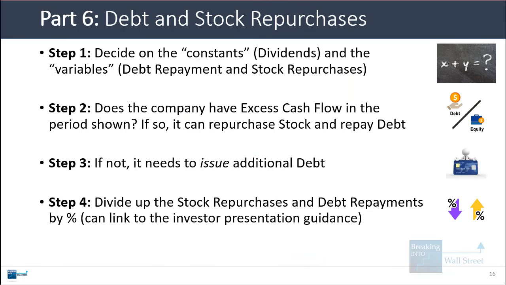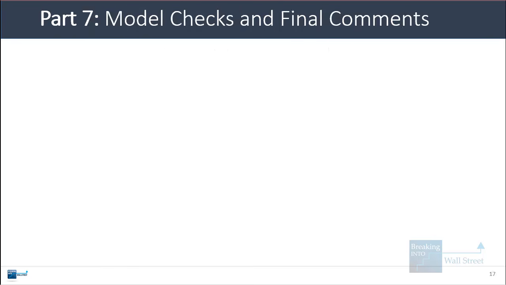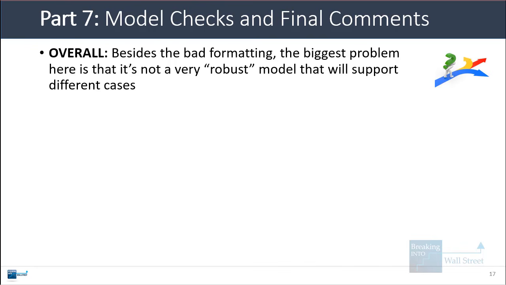So I have some additional notes here about how this logic works, where the company has to issue additional debt if it has a cash flow deficit, and if it has a cash flow surplus, it repays some debt and repurchases stock. And then we also divided up the stock repurchases and debt repayments by simple percentages. Let's now go to part 7 and talk about the model checks and the final comments here.